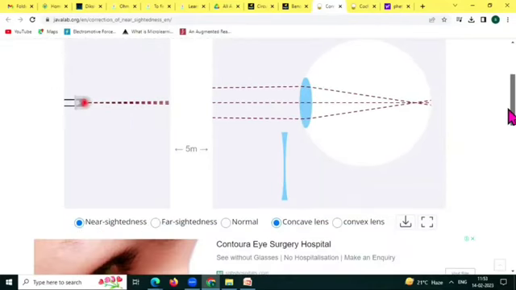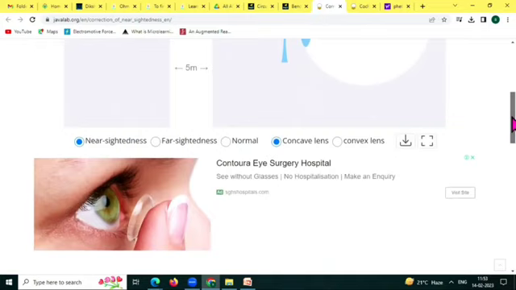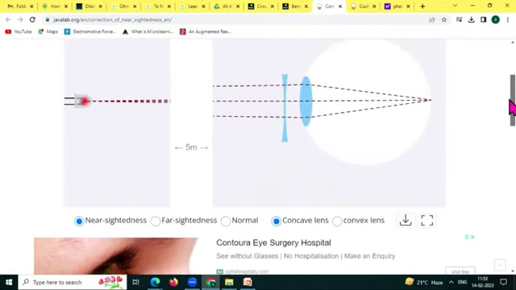So, this is one open resource also, other than Diksha. This is a Java applet. It shows how we can correct the error of myopia, nearsightedness and farsightedness.